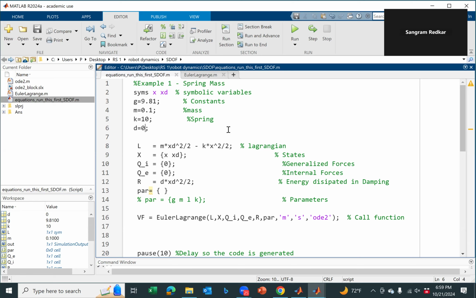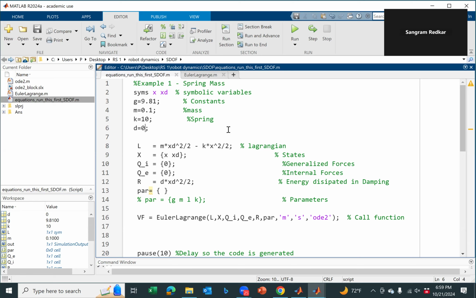Currently, there are no external forces on the system. On the spring mass system, on the right-hand side, you have 0. It means there are no forces, so that's why there are no generalized forces. There are no internal forces. And we will talk about energy dissipation and damping, but for the time being, since D is equal to 0, R is equal to 0. Everyone understood this?